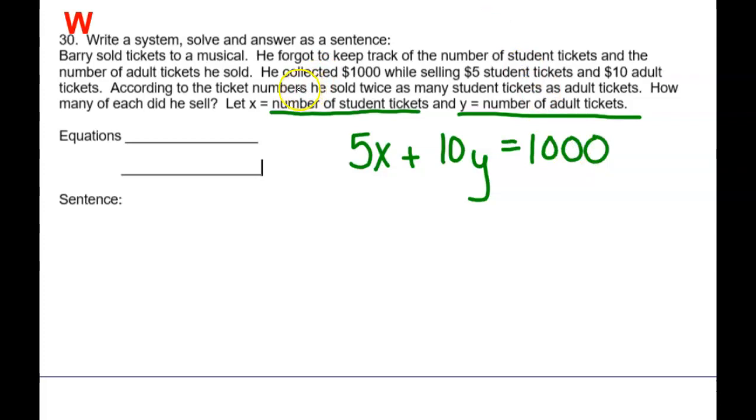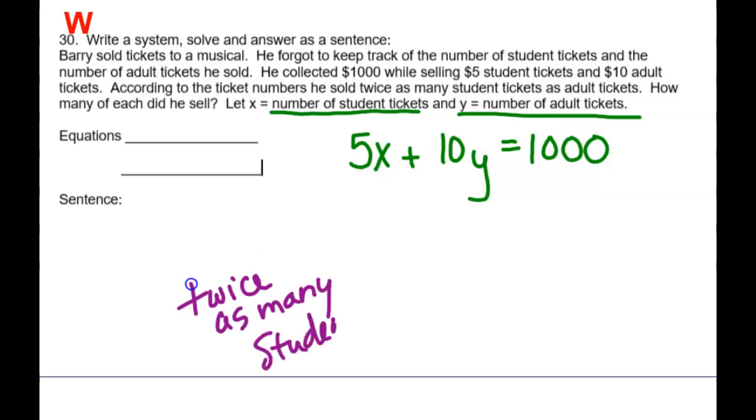But then it says, according to the ticket numbers, he sold twice as many student tickets as adult. Now, this is where you guys get stuck, because I do the same thing. Twice as many students means students is 2 times the adults, right? You have to be real careful on that. If he sold 10 adults, he sold twice that many, or 20 students.